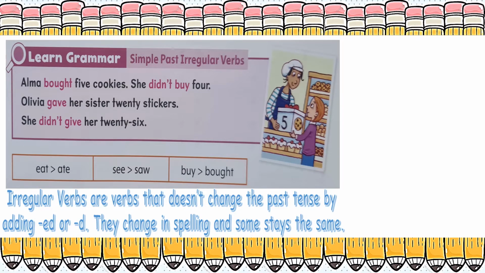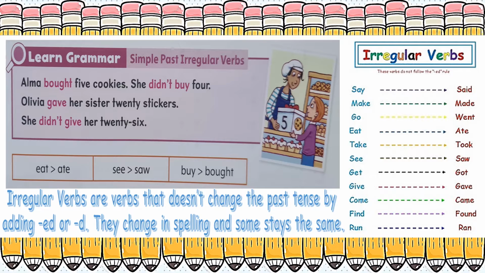Now, we have here some examples. Alma bought 5 cookies. She didn't buy 4. Olivia gave her sister 20 stickers. She didn't give her 26. And at the bottom, we have here the words eat, ate, see, saw, buy, bought. Now I'll give you more examples.